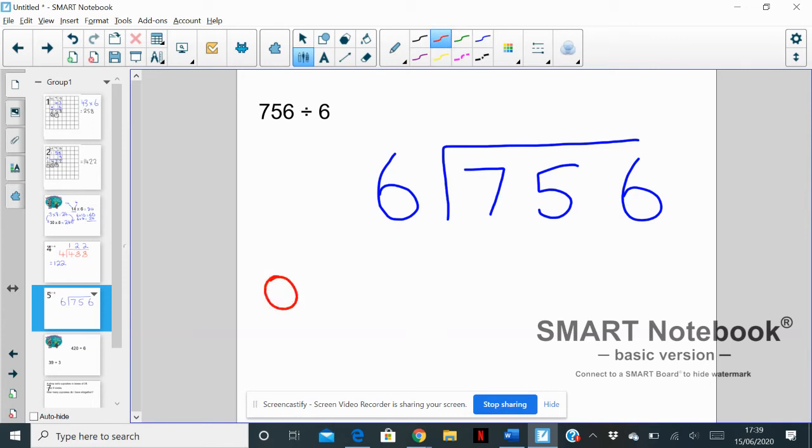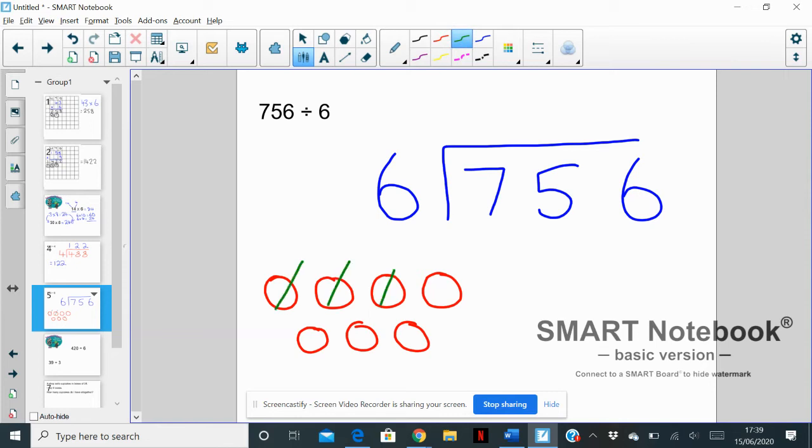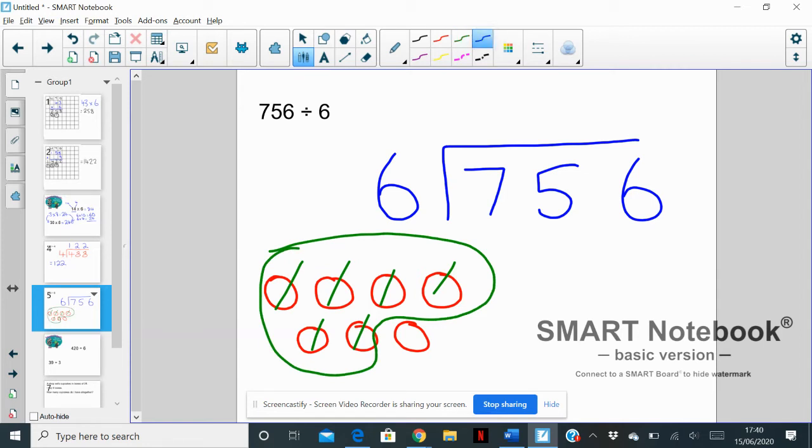Now, if I were to draw my 700s, I'm going to pretend I've got some hundreds counters here, I'm trying to see how many groups of 6 I can make. So I can make that is one group of 6, and there is one left over. So I can make one group of 6. With the 100 that's left over, I'm going to regroup it into my tens column.